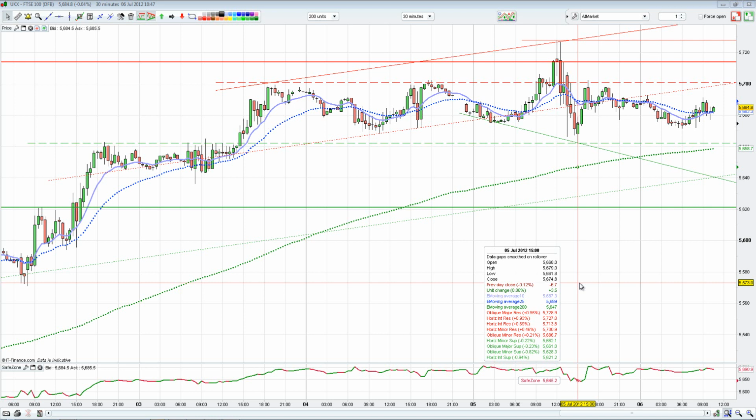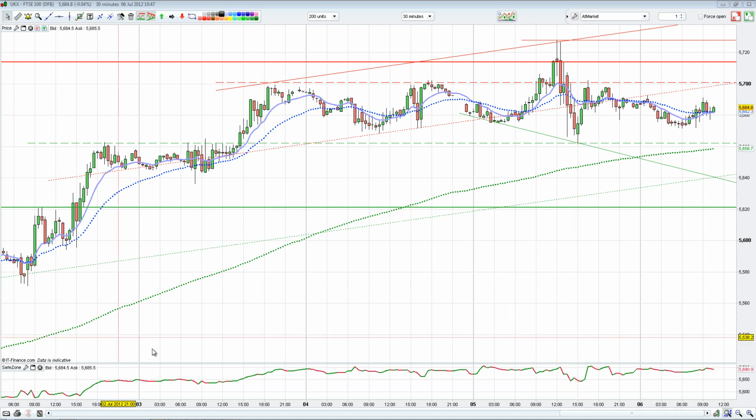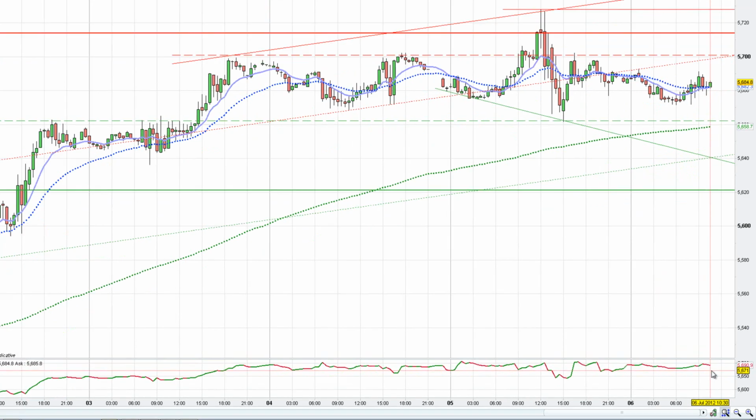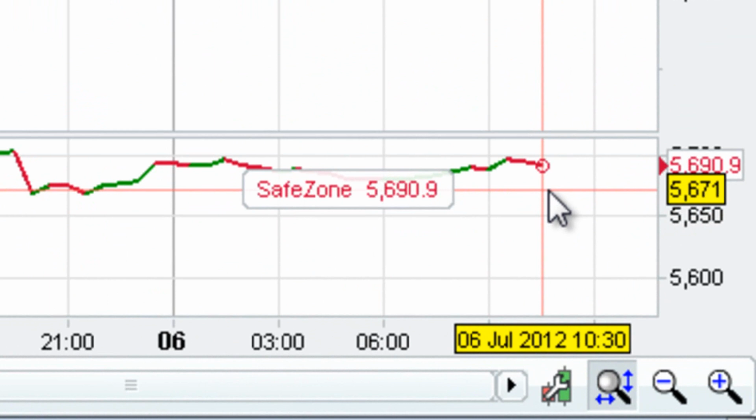But if you do all that, put it on your chart and set it up as per the video, you'll see that it looks like this on your chart. And the purpose of the safe zone is basically twofold. It shows you where to set your stops for a trade that you're in, but also it helps to identify whether we're in a bullish trend or a bearish trend. And the way it does that is it calculates a price, and as you can see here, it's telling me that the safe zone price is 5690.9.